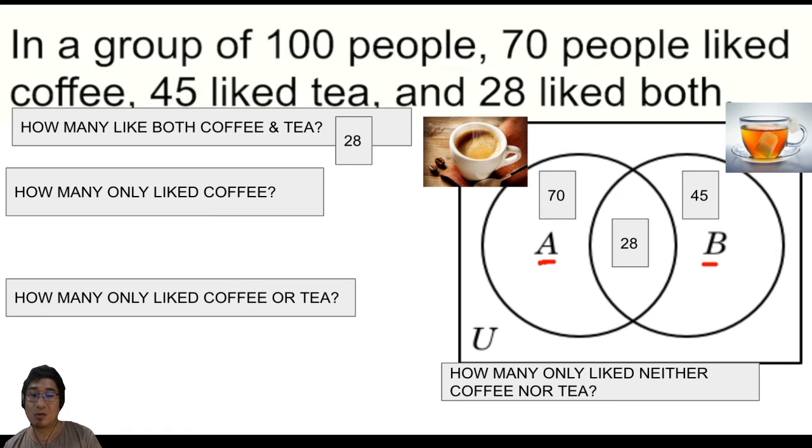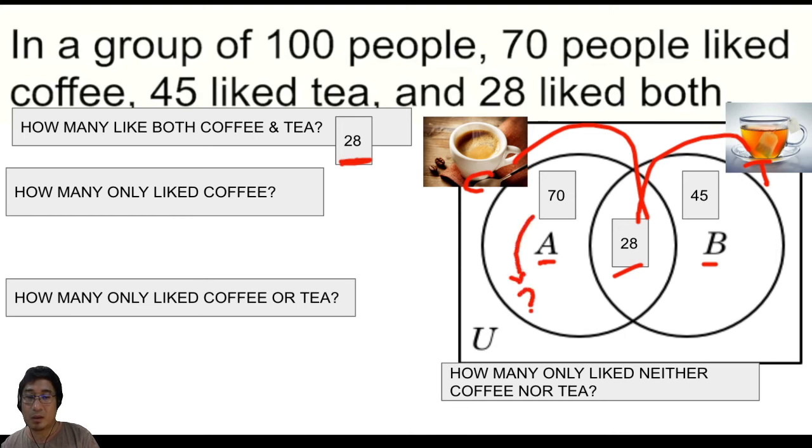So, ibig sabihin, they share the same elements, or they share the same variables. Ang variable natin, coffee, tapos tea. 28 doon ang may gusto sa coffee, 28 doon yung may gusto sa tsaa. So, may sagot na tayo, how many people like both coffee and tea? The answer is 28. Now, how many people only like coffee? Ilan lang daw dito yung may gusto sa kape lang.